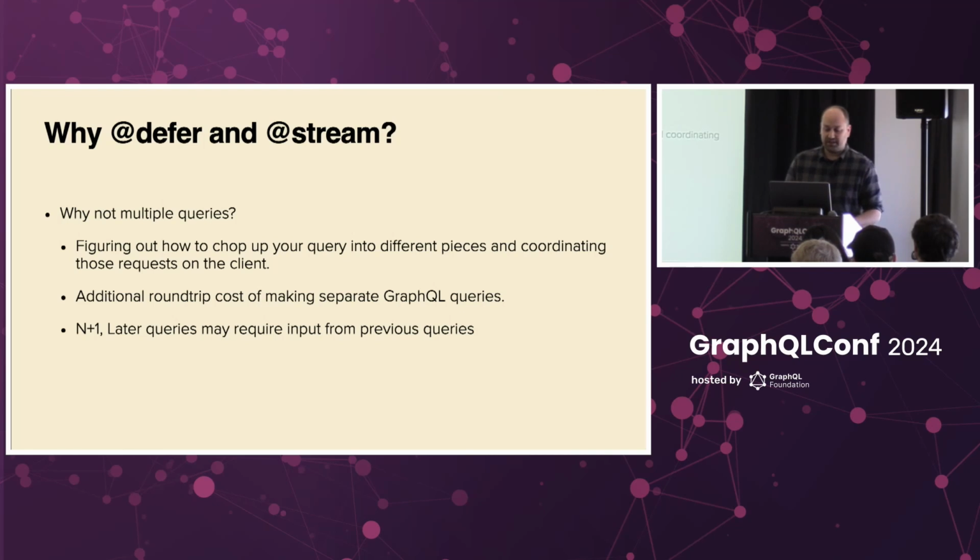There are other options that you could use instead of defer or stream. You could use multiple queries. You could split up your requests and send multiple queries to your server. There's some downsides with that. There's work on the client to coordinate each of these requests and responses. There's overhead just from having multiple network round trips. And a lot of times, your downstream queries depend on data from your upstream queries. So you can't start your second query until you got some data, IDs or something back from the first query.